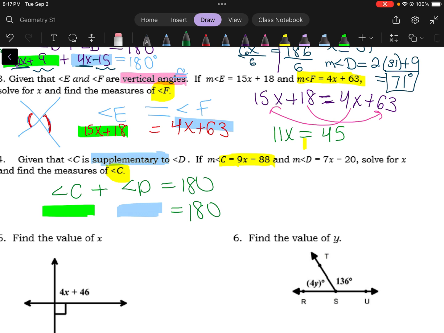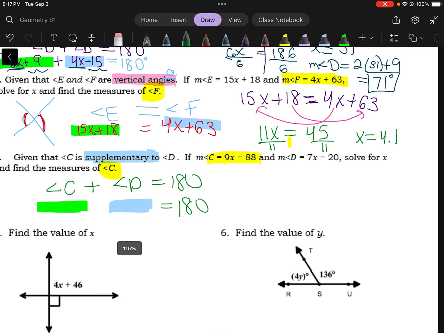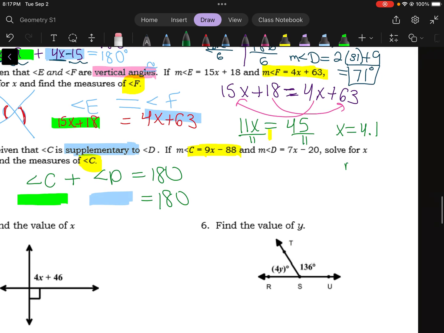All right, this one's not as nice, but we're going to be okay. So 45 divided by 11. And x equals 4 and we're going to round up to 4.1. Okay, we're going to plug it back in for angle F.